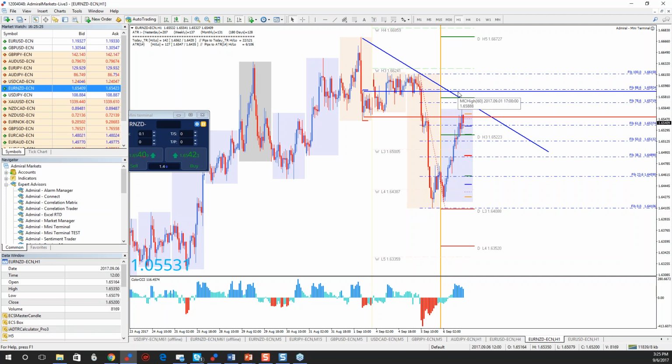So yes, I would wait for 1 hour close to see how it will close. If it makes a dark cloud cover, I think I will sell this Euro New Zealand. So I'm paying attention to that, indeed.